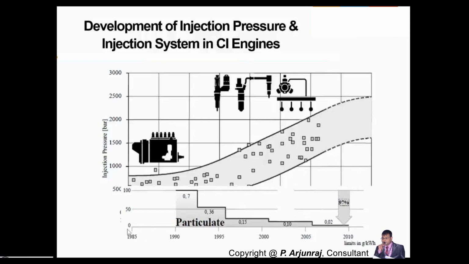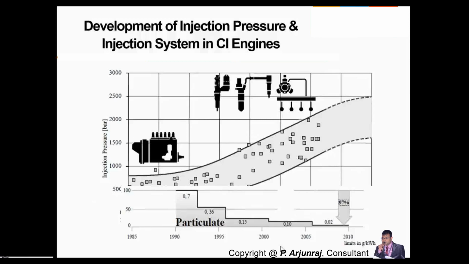Okay, so that's why you can see from the year 1985 to 2010, particulate matter emission keeps on decreasing as the injection pressure keeps on increasing. When the injection pressure is increased from 500 bar, even now, some companies, even Toyota, use fuel injection pressure up to 2,500 bar. So when the injection pressure is higher, the advantage is that we are going to get less particulate matter. But there are other disadvantages also.